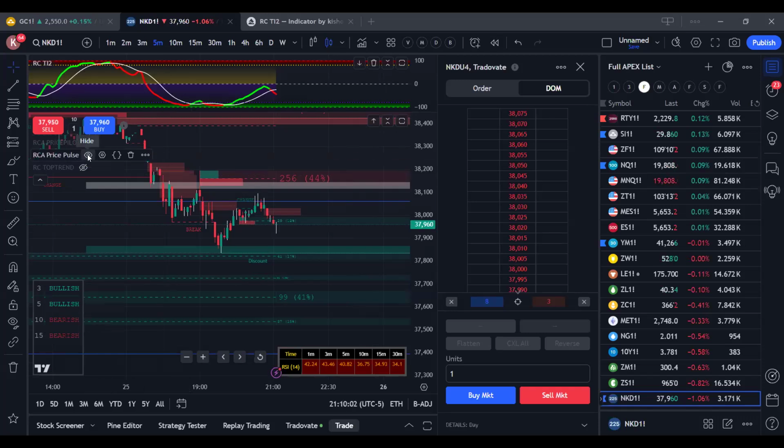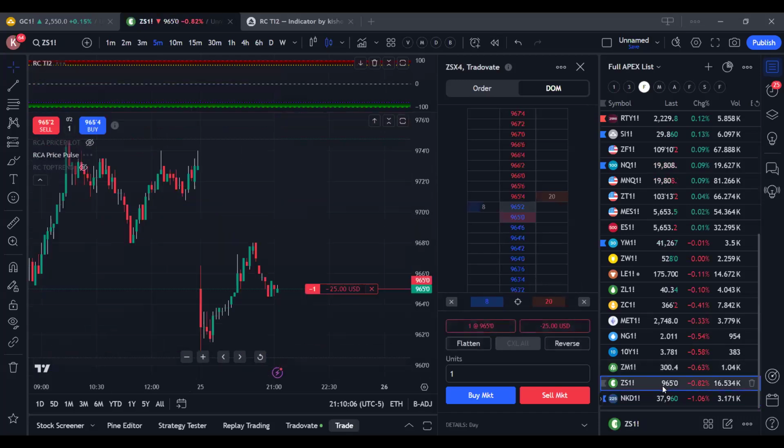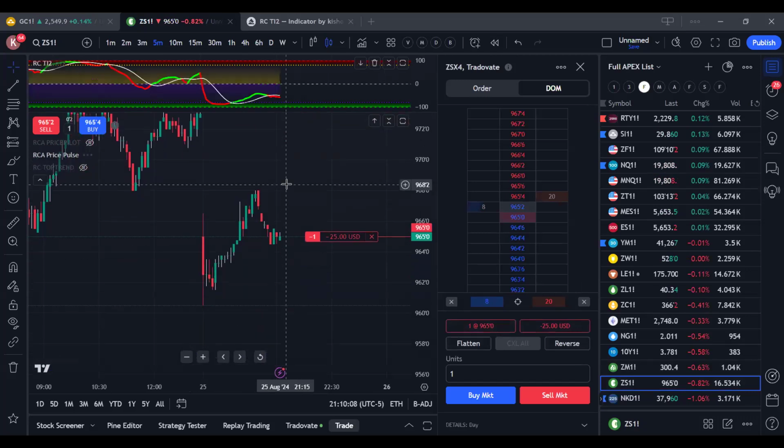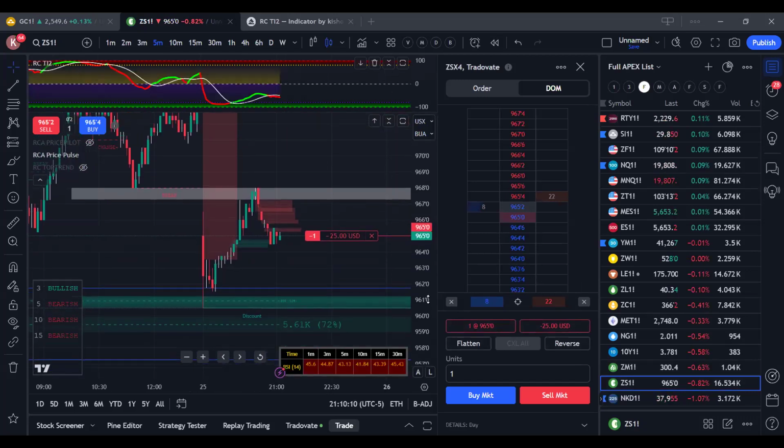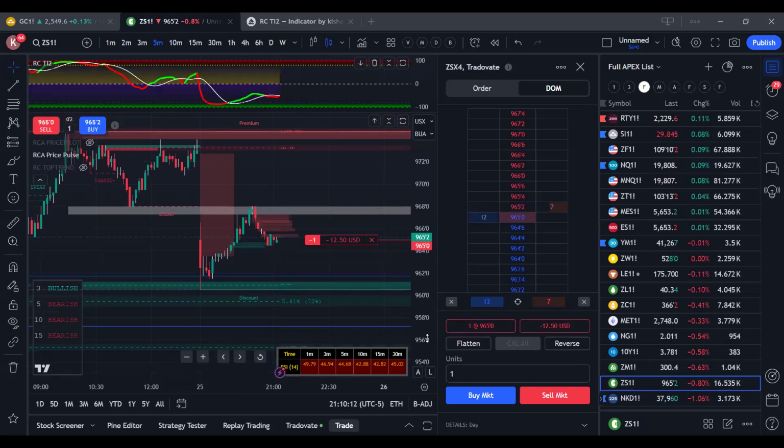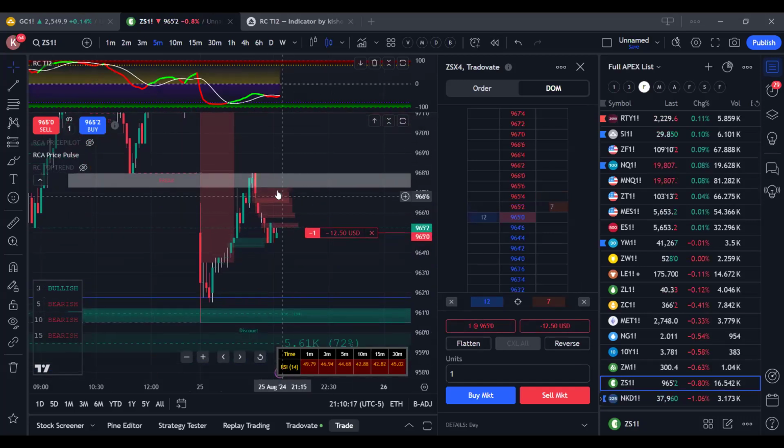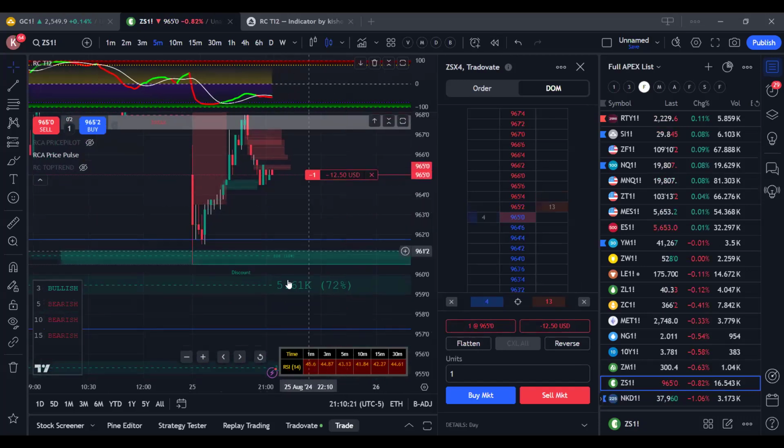Compared to others, here you have more confidence. You have also red fair value gaps. So there is a high possibility for it to come all the way till here.